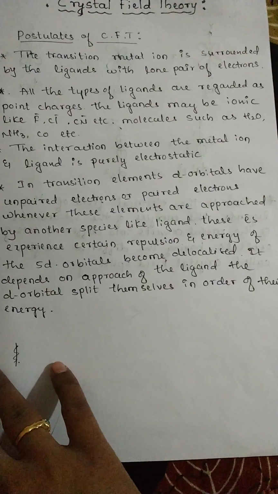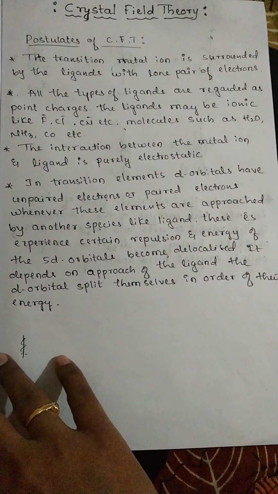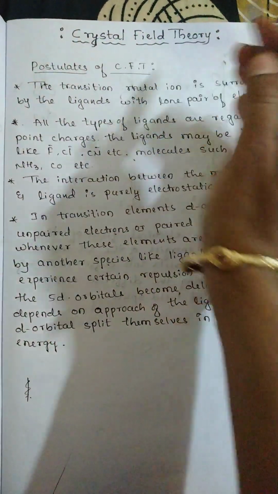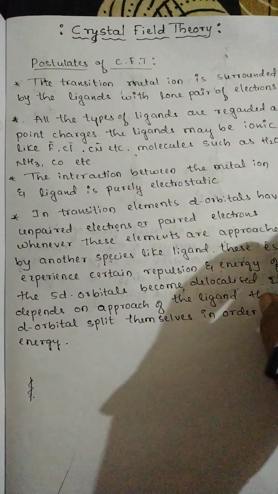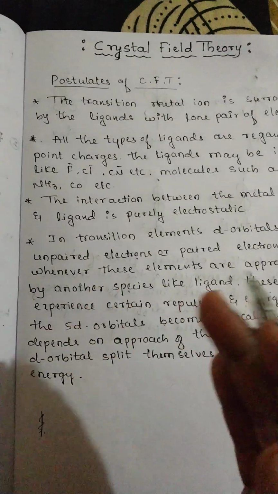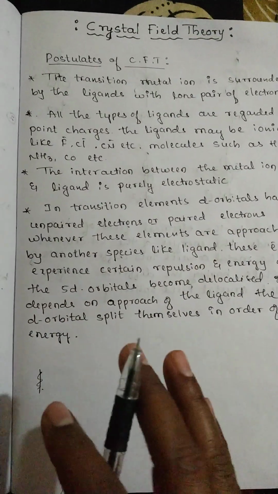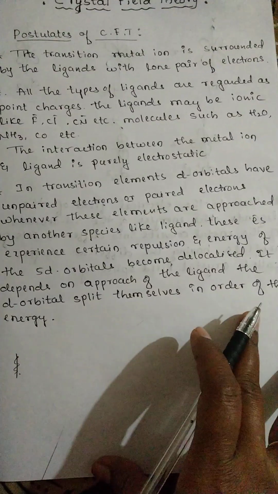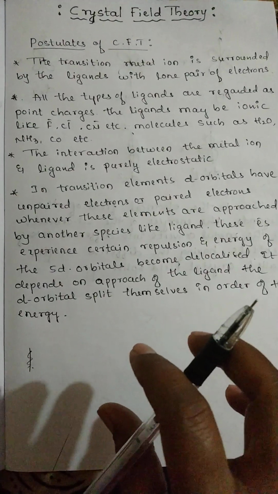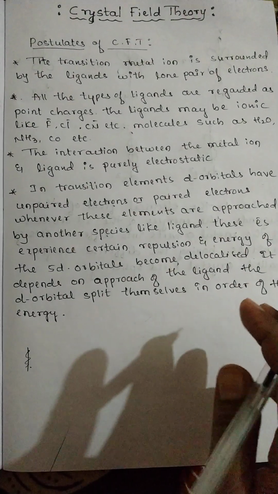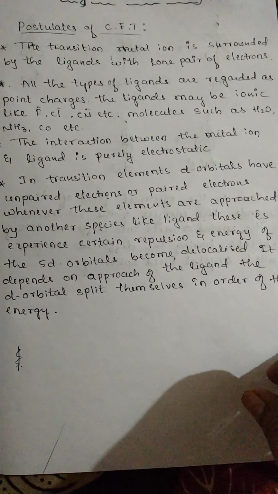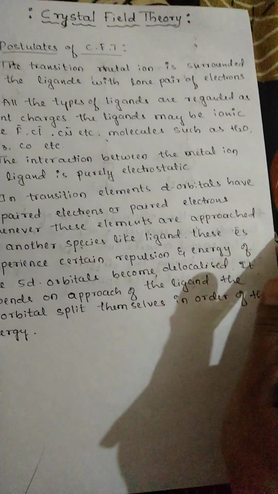So in the last video we discussed valence bond theory. Students, today we shall discuss crystal field theory. According to crystal field theory, the bonding between metal and ligand arises from a purely electrostatic model. Here, according to CFT, the degenerate d orbitals are split into two sets of energies. Now let us discuss some postulates of CFT.